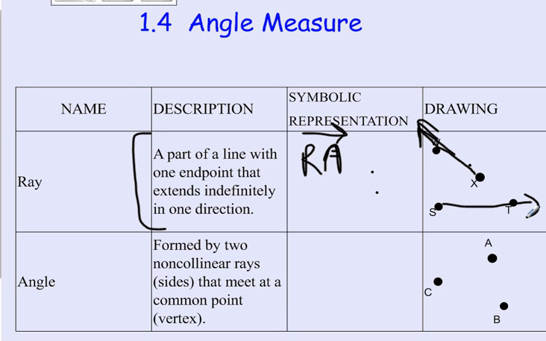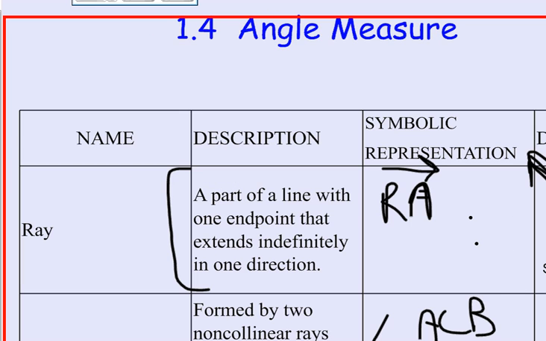All right, an angle is going to look a little bit different. An angle is formed by two non-collinear rays that meet at a common point called the vertex. So the symbolic representation is going to look like this. So if I had an angle ACB, that's what that's going to look like. If I've got ACB, that means it's going from C through A, and then from C through B. So what you're looking at is angle ACB, ray CA coming through here, ray CB coming through here. Another way to say that would be to say BCA. Both of those would work. So that's what you're talking about when you talk about an angle.